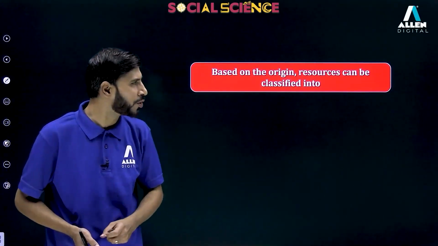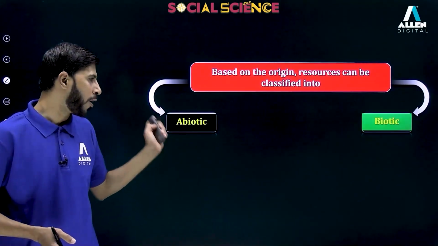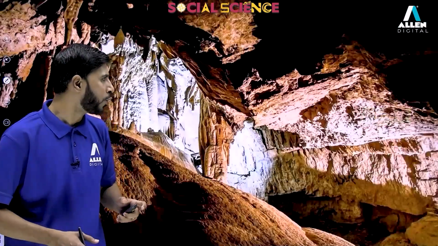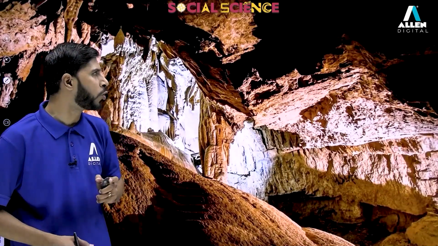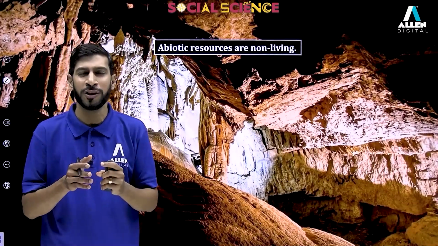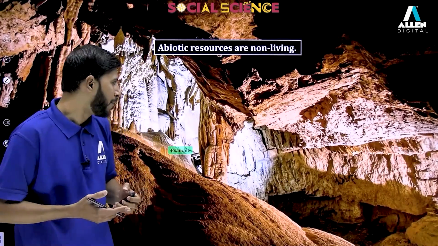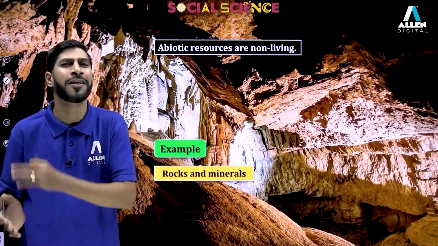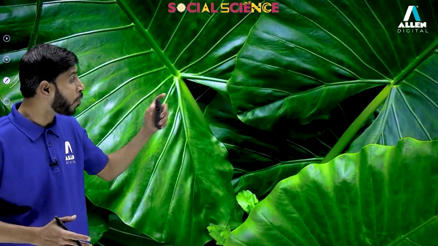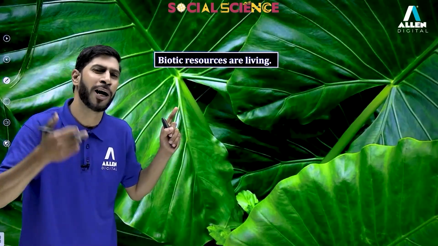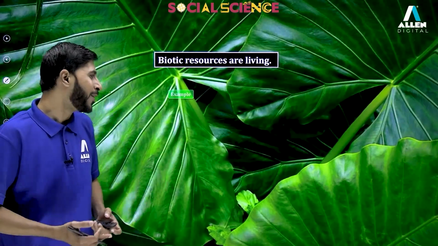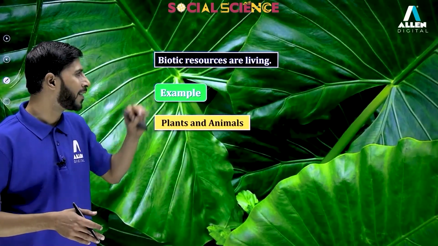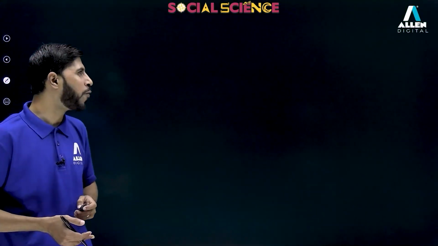On the basis of origin, resources can be classified as abiotic and biotic. So, let us understand what is abiotic and what is biotic resources. When we talk about abiotic resources, do remember, abiotic resources are those resources which are non-living things. For example, we have rocks and minerals, they don't have life. So that is called abiotic resources. On the other hand, biotic resources are those resources which have life. So plants, animals, all these are the examples of biotic resources. Okay, so let's move on to the next one.